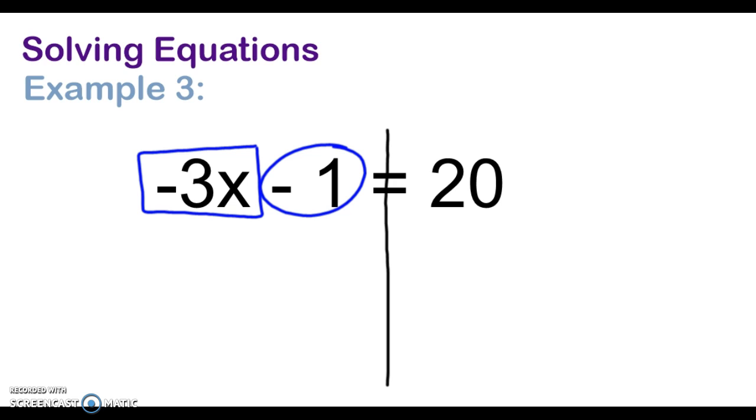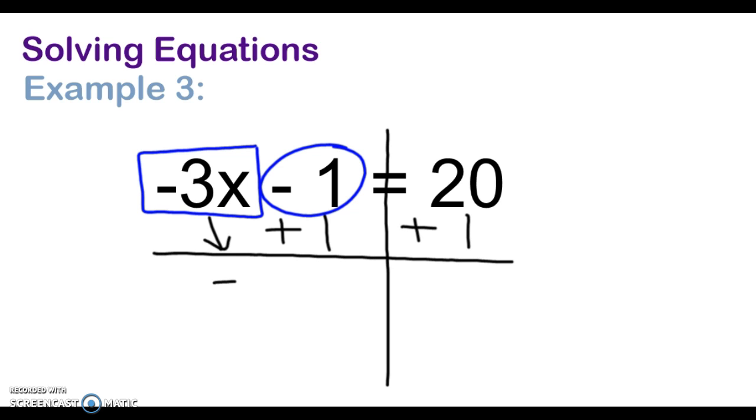I have to first get rid of my circle. I have to cancel that out, so the only way to cancel a number out is to add its opposite. So because it's a negative 1, I want to be sure to add a positive 1 there, and I'm going to go ahead and simplify. Bring down the box, the negative 3x, cancel out your circle, and that equals 21.